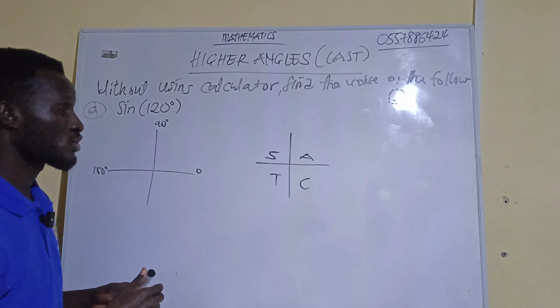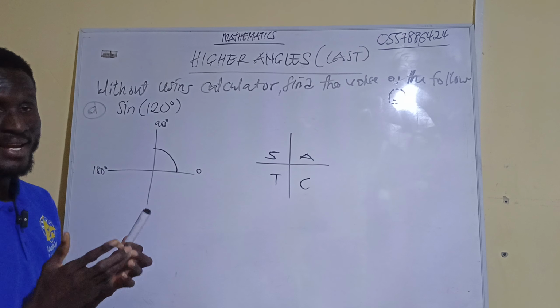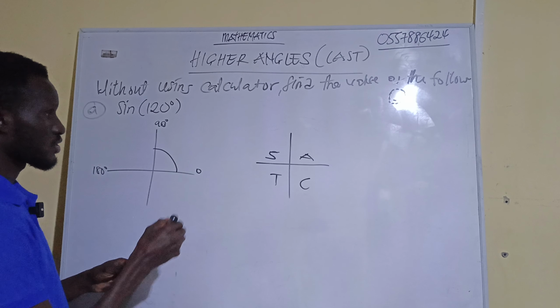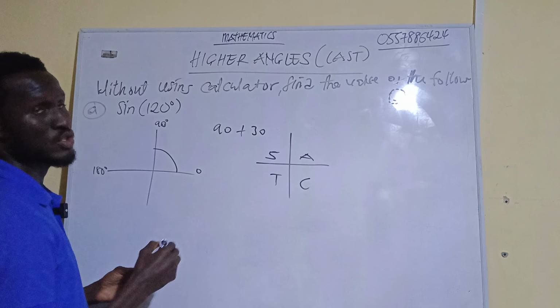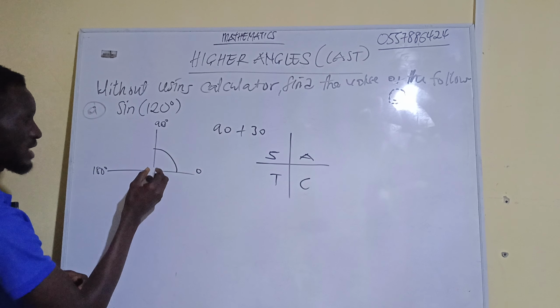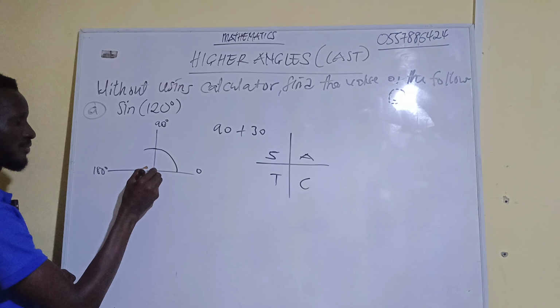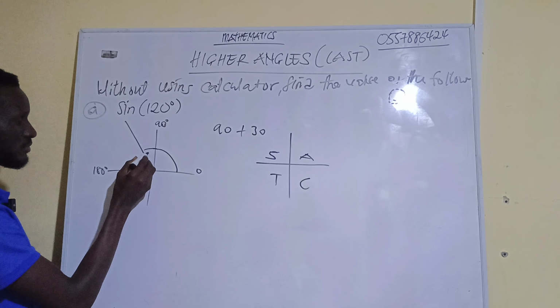Now let's read 120. Here is 90, right? But I need 120. So I need to add 30 to 90 before I can get 120. You get it? So let me move from here to here, assuming here is 30.